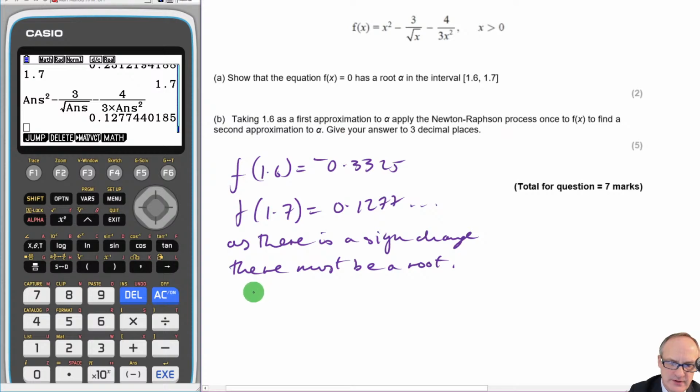So we need to find f dashed of x. Differentiate this, we get 2x minus 3 over 2. Actually, it's not going to be minus because this is going to be x to the minus a half. So if you do minus 3 times minus a half, we're going to get plus 3 over 2. And that's x to the minus half.